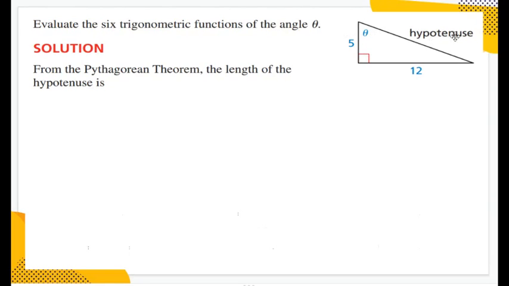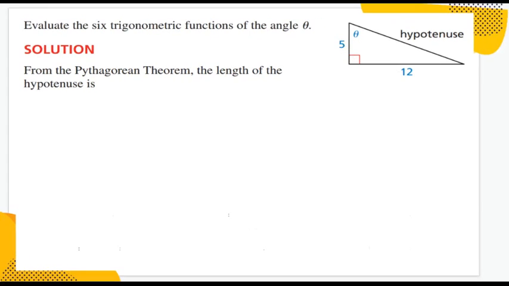We have the hypotenuse, so whichever is the opposite of our theta will be the opposite side, and the other side will be adjacent. That means the opposite side will be 12 and the adjacent side will be equal to 5. The hypotenuse here is missing.